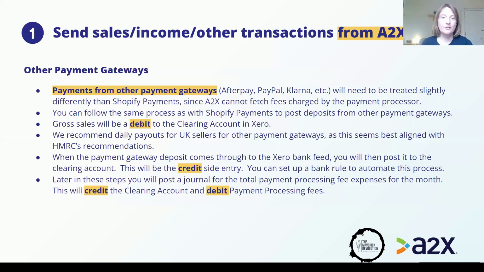You'll post them across for the other payment gateways. And what will happen is you'll have a clearing account in the accounting system. I'm using Xero as the example here, but it could be any accounting system. And it will post the gross sales as a debit to the clearing account. So you'll have an amount sitting on the clearing account that is awaiting payment.